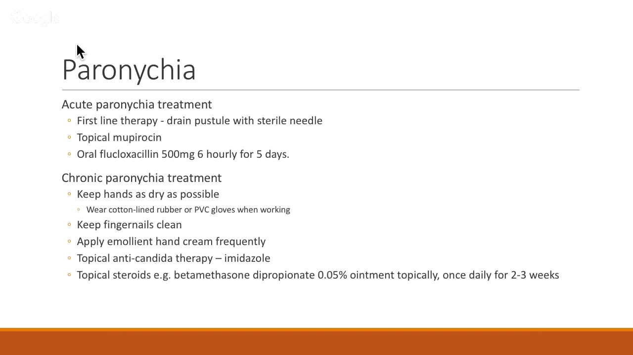So acute, if it's just small, you can drain the pustule with a sterile needle. Otherwise, topical mupirocin if it's quite localized and quite mild, or oral flucloxacillin if it's still not settling with that. And chronic paronychia, so you want to treat the lifestyle and the personal measures first by trying to keep the hands dry, using gloves, and keeping the fingernails clean, improving the barrier of the skin by applying regular emollients, topical anti-candida therapy, because that might be an organism that's involved in chronic paronychia, but again as mentioned it's quite polymicrobial, so you might also need to treat with other topical antibiotics and topical steroids as well, because there's underlying chronic inflammation.